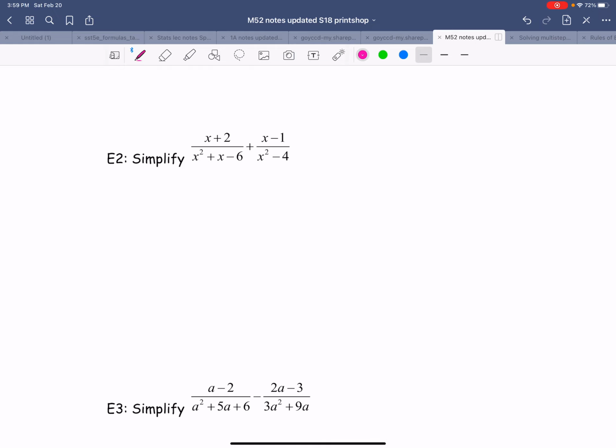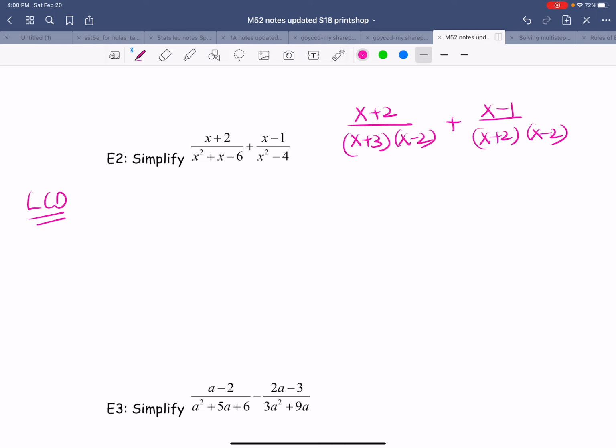Here's our next problem. I want to find the LCD here, but before we find the LCD, again, we've talked about how we need to do prime factorization of each denominator. So let's think about what numbers multiply to give me negative 6 and add up to give me positive 1. So factor it out, and then x squared minus 4 is a difference of squares, and that factors into x plus 2 times x minus 2.